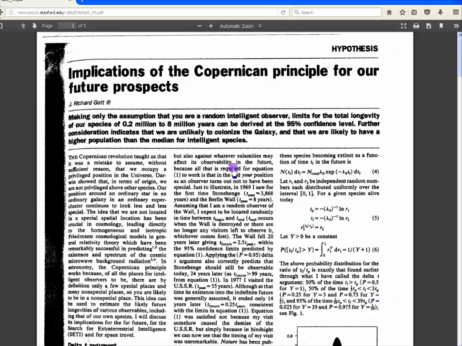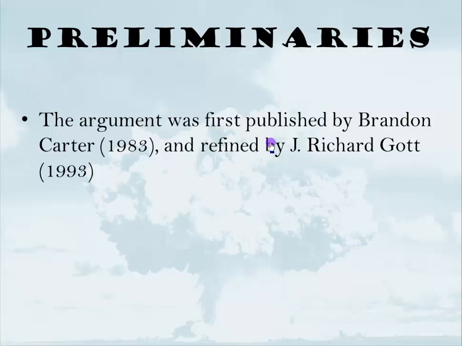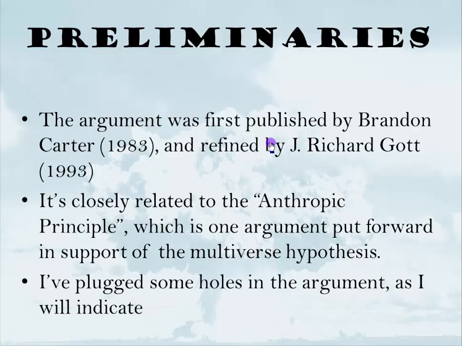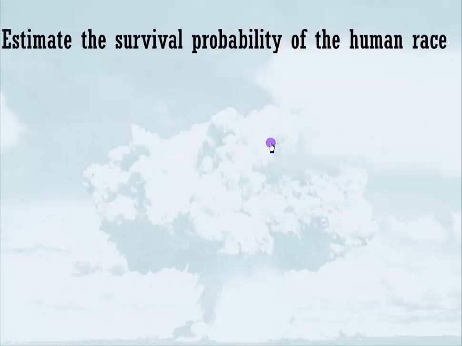I have found Gott's paper online. You can read it there. The argument is closely related to the anthropic principle, which is used by astronomers. For instance, it's one argument put forward in support of the multiverse hypothesis, the idea that this universe is only one of myriads of universes. I'm not going to talk about the multiverse hypothesis, but you can find material on the web. It's an interesting topic. So I plug some holes in this doomsday argument, as I will indicate. I think there's some problems with the original argument.